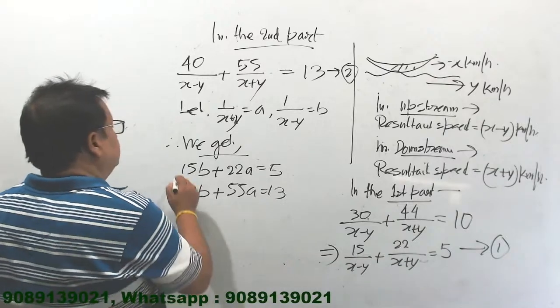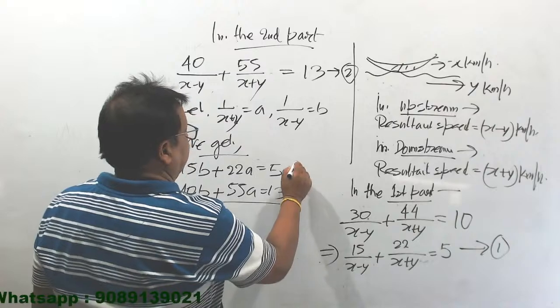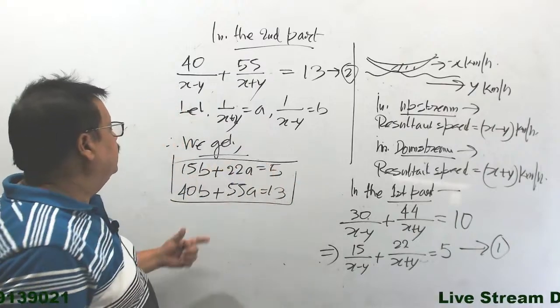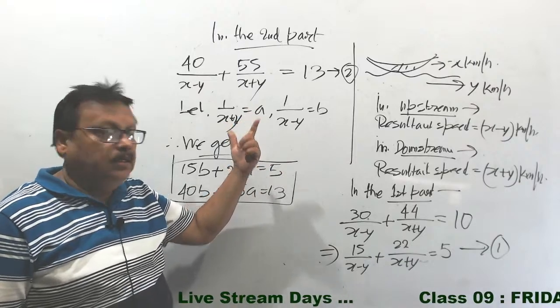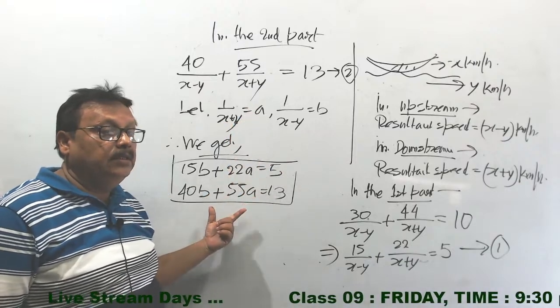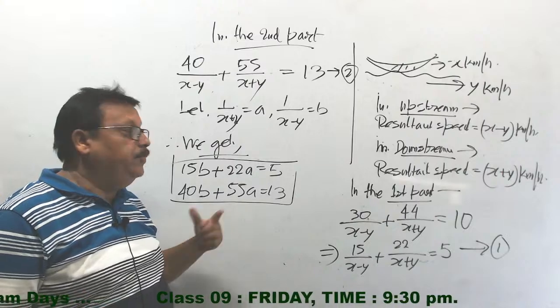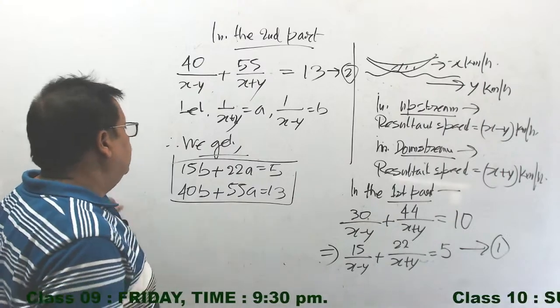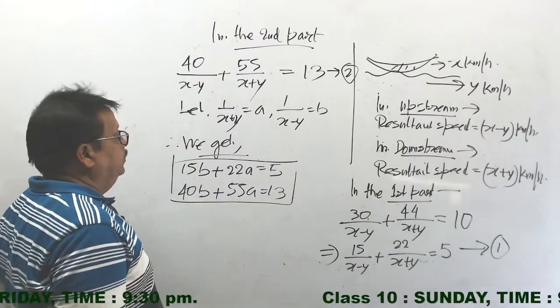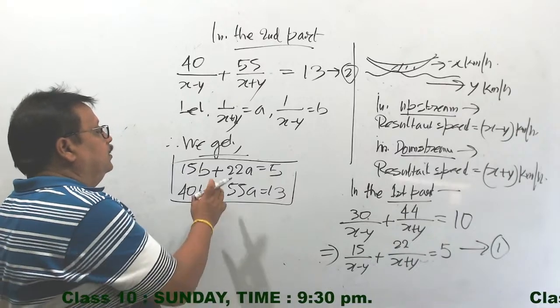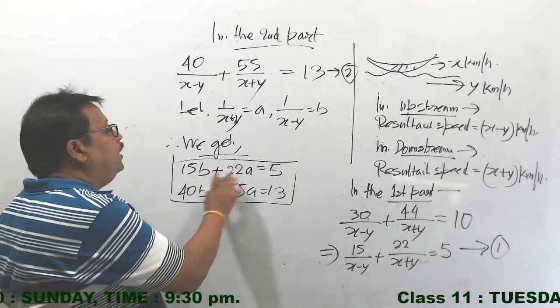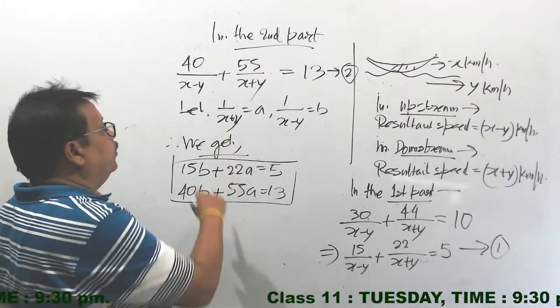Now you have to solve this one. You forget x and y. Solve for a and b, and find the value of a and the value of b. It is a linear simultaneous equation of a and b. We just transformed it here.